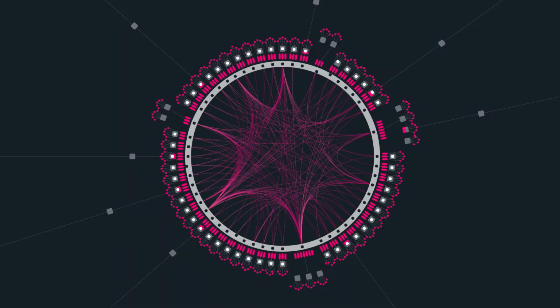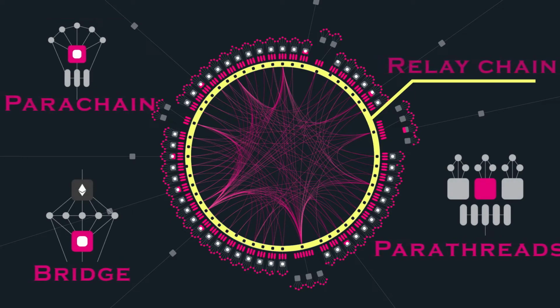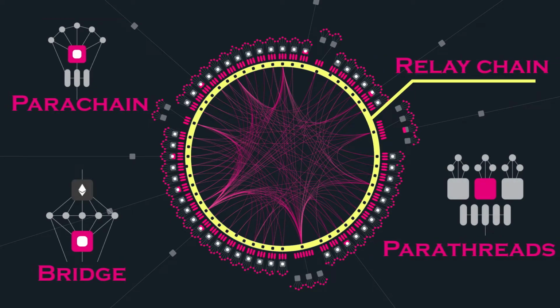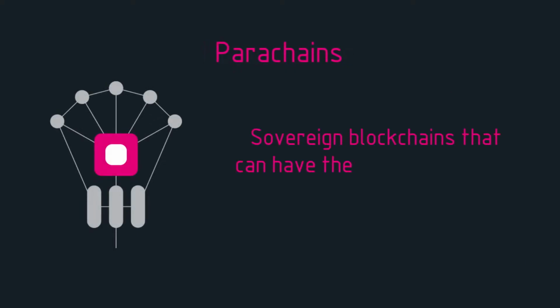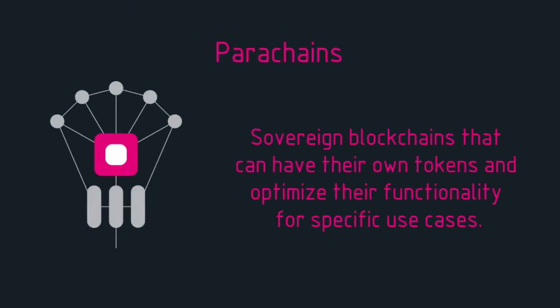Take a look at the Polkadot ecosystem. Polkadot unites a network of blockchains called parachains and parathreads. These chains connect to and are secured by the Polkadot relay chain. They can also connect with external networks via bridges. Parachains are sovereign blockchains that can have their own tokens and optimize their functionality for specific use cases. They will have characteristics specialized for their use cases and the ability to control their own governance.